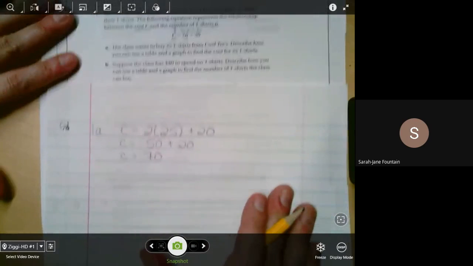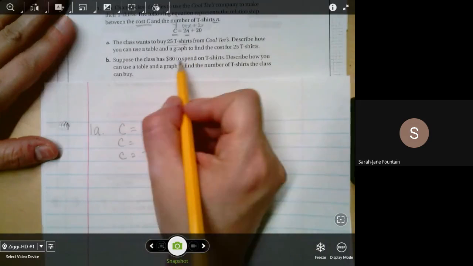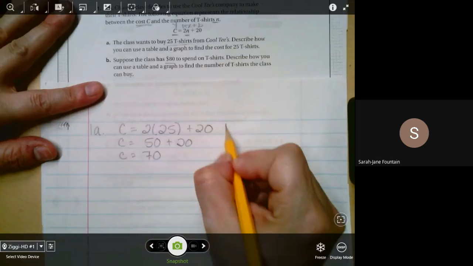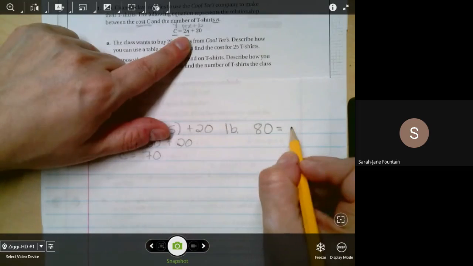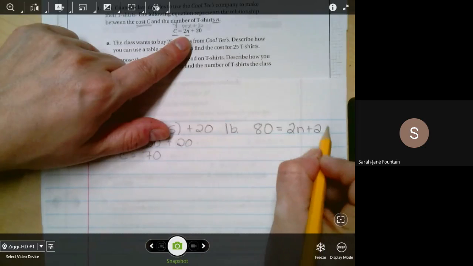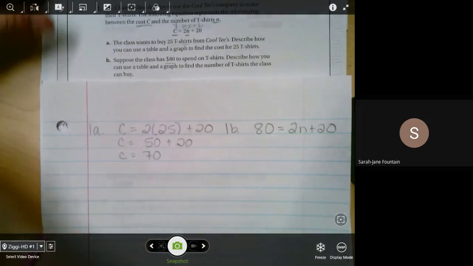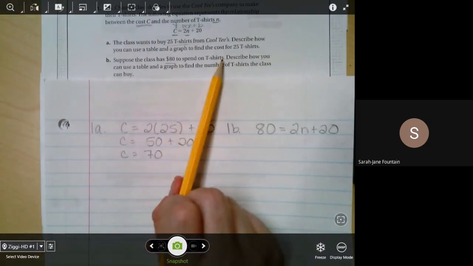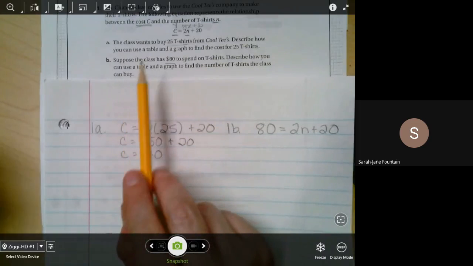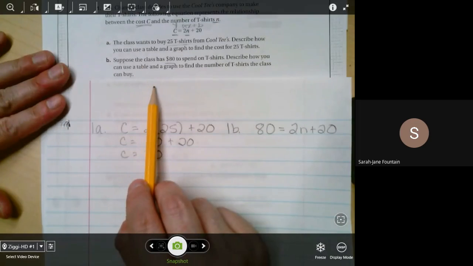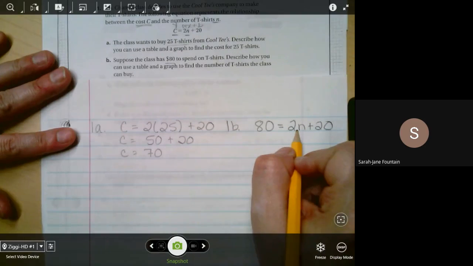Now part B: suppose the class has $80 to spend on t-shirts. Well, $80 is going to go in for the cost. So now I have 80 equal to my equation, 2N plus 20. And now I'm going to solve for N. The question says, describe how you can use a table and a graph to find the number of t-shirts the class can buy. Well, first off, before I can do a table or a graph, I am going to solve for N so that I know what my X is.